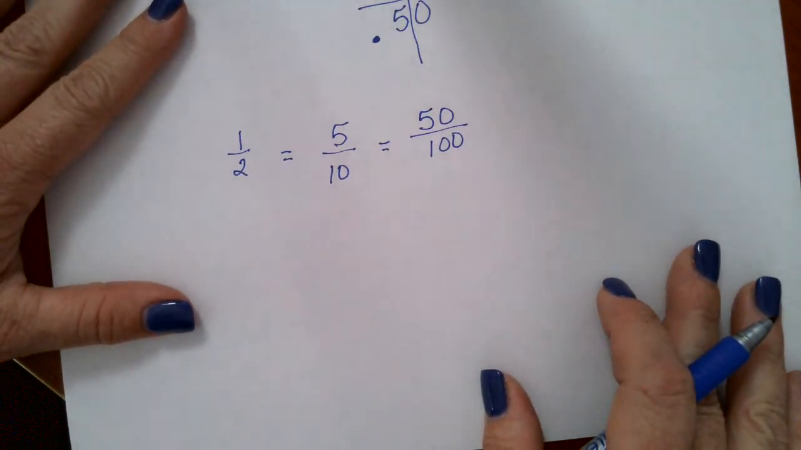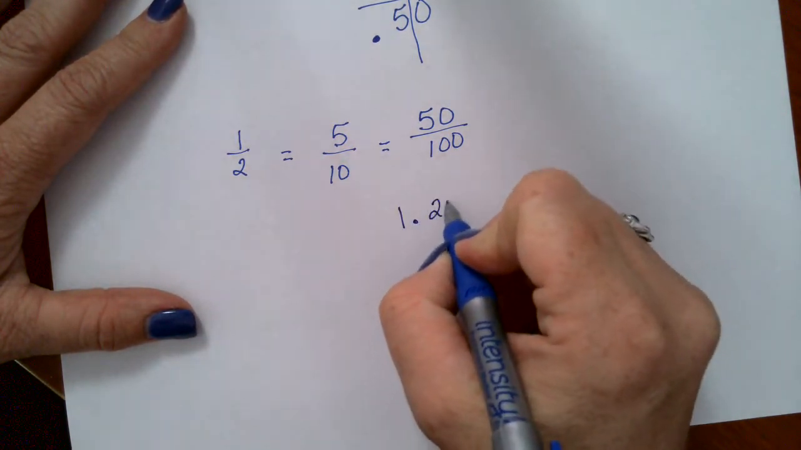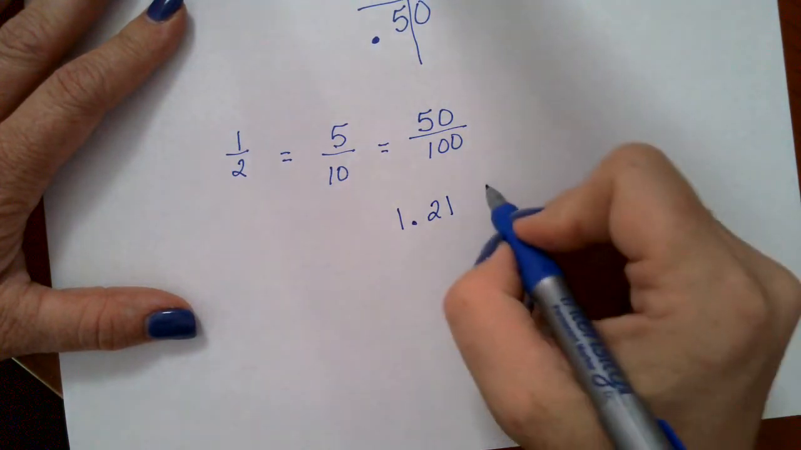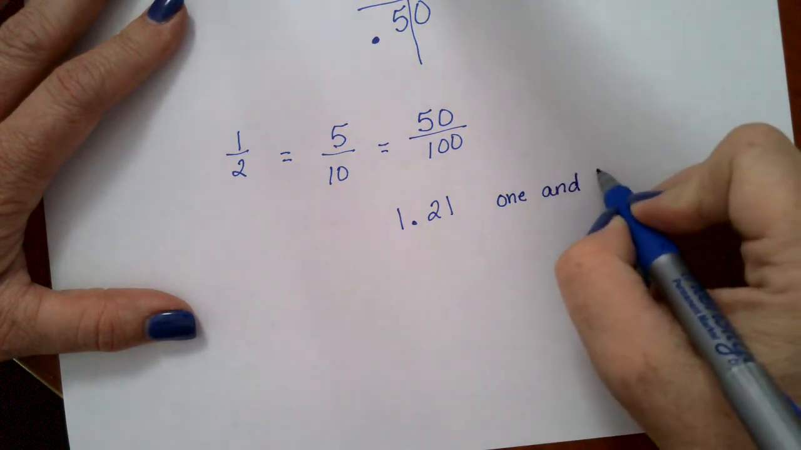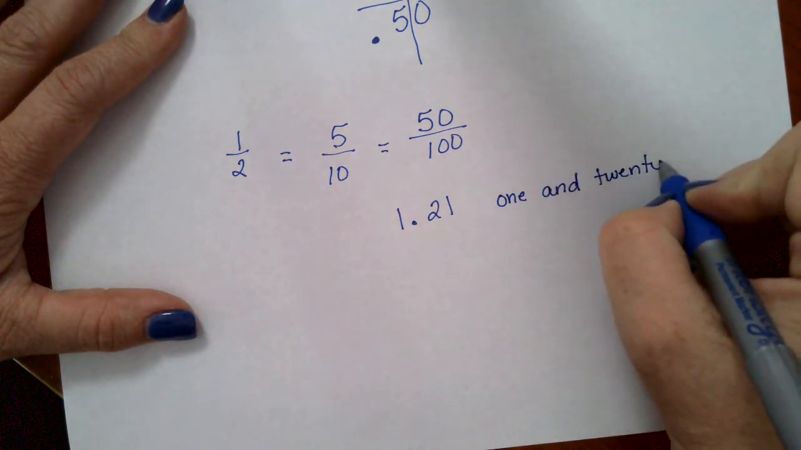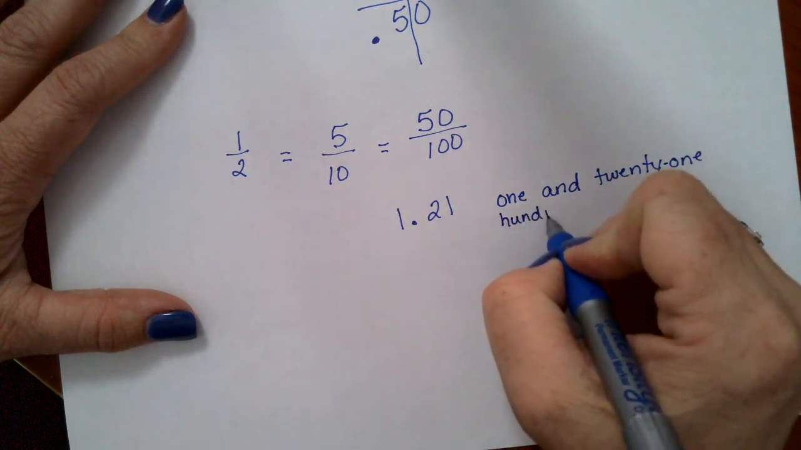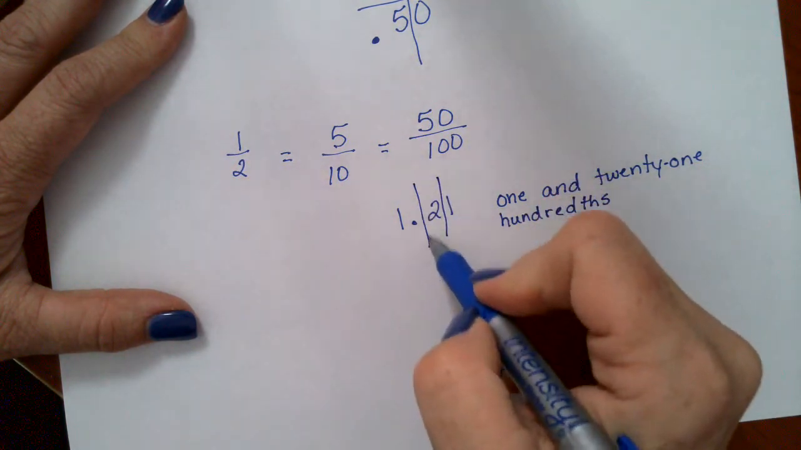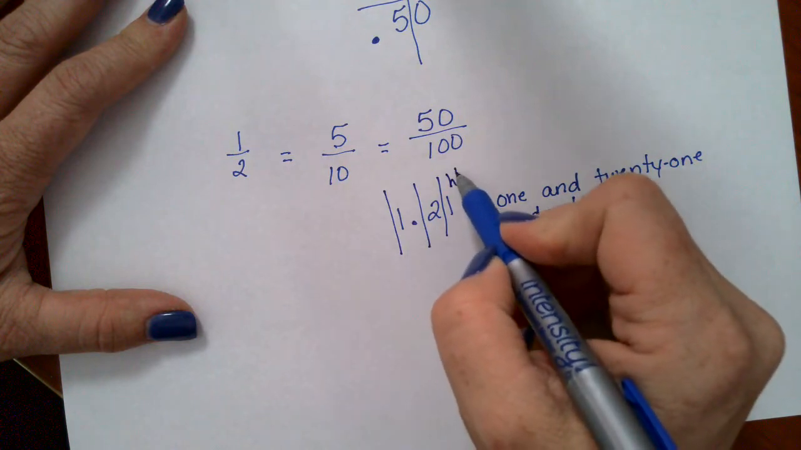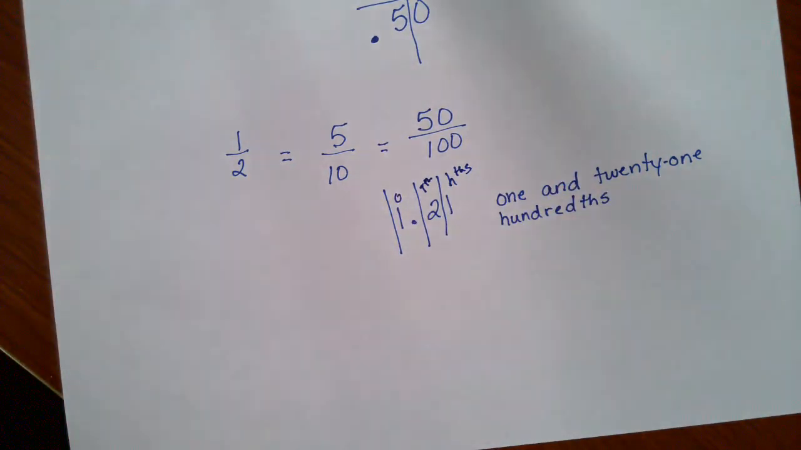So let's practice a few of these. Let's do 1.21. The number form of this is written 1 and 21/100ths. Because when we do our place value chart, this is the hundredths, this is the tenths, and this is the ones. 1 and 21/100ths.